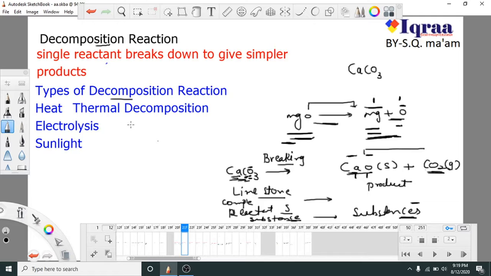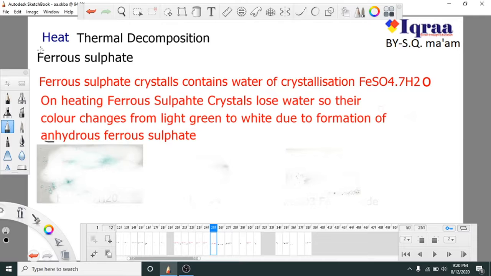First, decomposition can occur by heat, and we can say this is thermal decomposition, or breaking down of a substance by providing heat. This is known as thermal decomposition. Second is electrolysis, in which we will learn about the breaking of a substance or a complex reactant with the help of electricity. Another way is the breaking down of a reactant into its products with the help of sunlight. First, we will study heat or thermal decomposition.